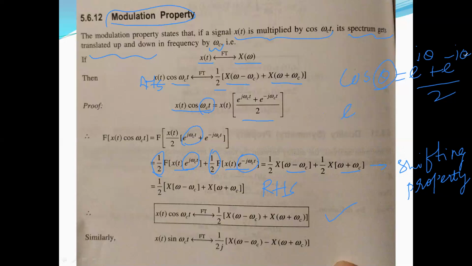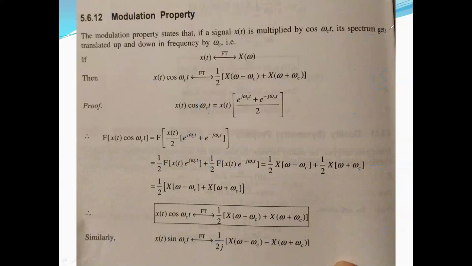Similarly to cos, you can prove it for sine also. Whenever sine is there, there is a factor 2j which comes in the denominator, because sine theta is e to the power j theta minus e to the power minus j theta by 2j, and there is a minus sign also you will find, because it is sine. So this property is called the modulation property.